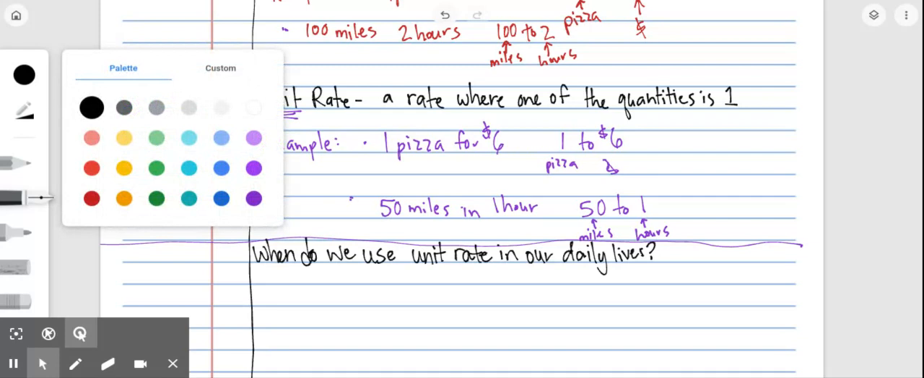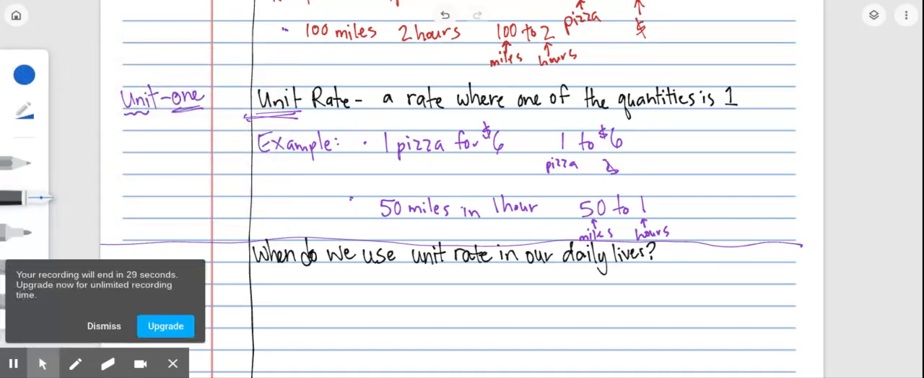Sometimes when we see unit rates are like, hey, I know that the price of gas is $2.38 per 1 gallon. This is a time when we use unit rate because it's got 1 as one of the numbers in the ratio. How about I traveled 25 miles per 1 hour.